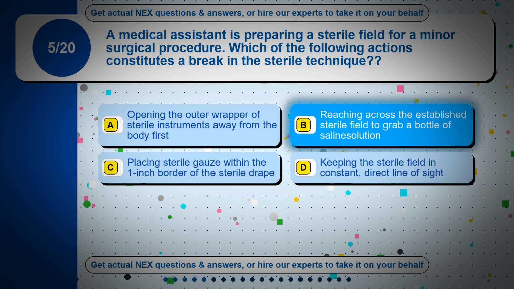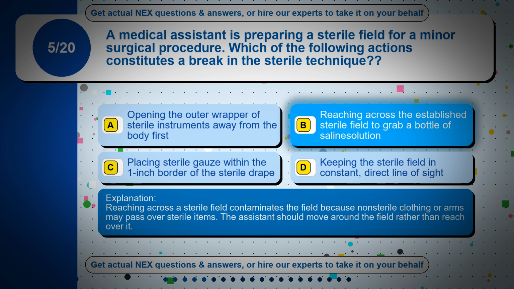The correct answer is option B. Reaching across the established sterile field to grab a bottle of saline solution. Reaching across a sterile field contaminates the field because non-sterile clothing or arms may pass over sterile items. The assistant should move around the field rather than reach over it.